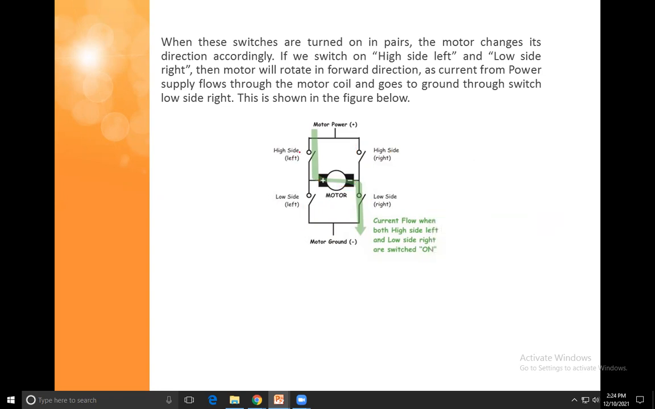And suppose this is on and this is on, with high side left and high side right both on, then what happens? Your motor will not run. Again, if both lower side left and lower side right are on, then the movement of the motor will be zero, meaning the motor is not rotated. It is an open circuit due to this H-bridge, so your motor will not rotate.